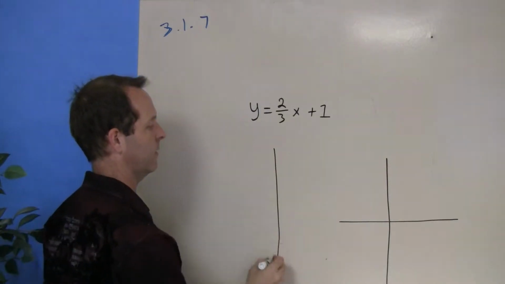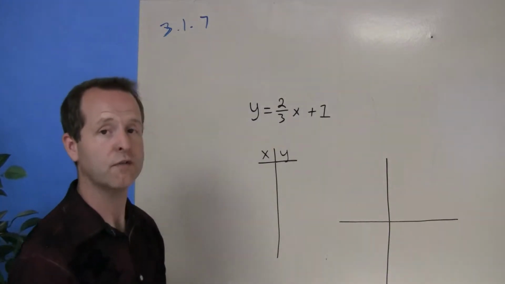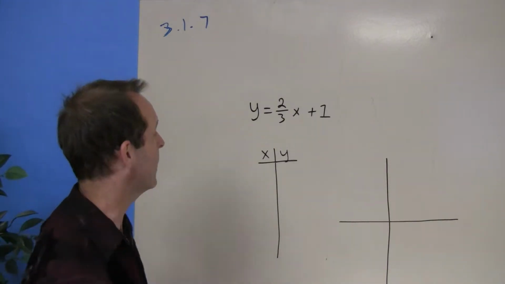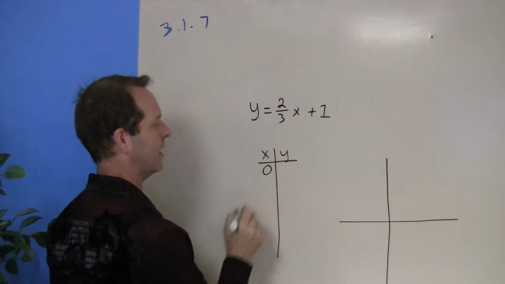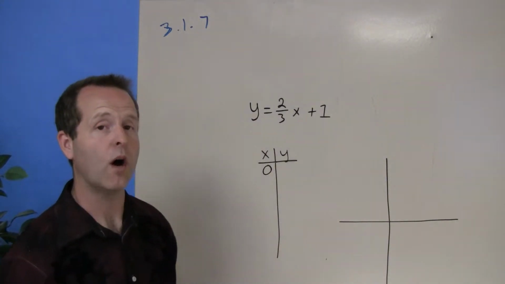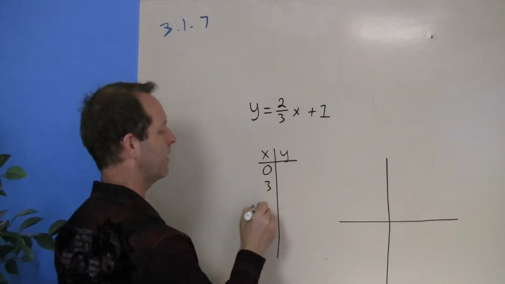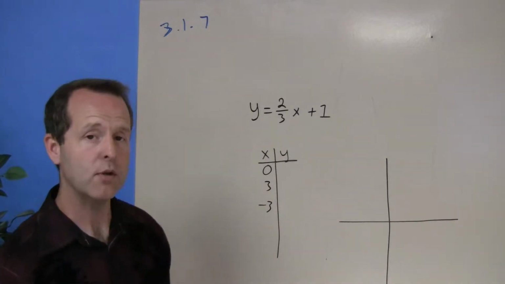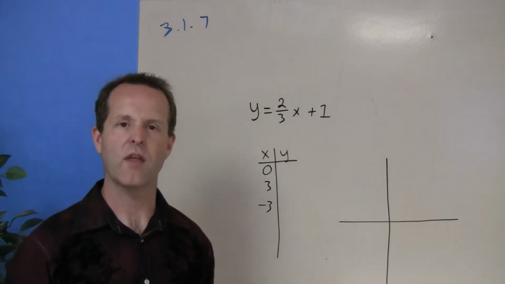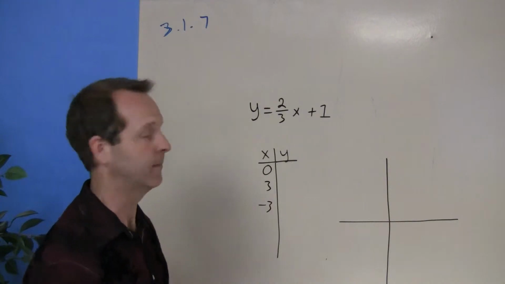And to plot points, we draw this xy table and choose some values for x to determine what the y would be. One value I always like is 0. I can also choose any other number that I want. I'm going to be a little clever this time. I'm going to choose 3 and -3. And maybe you'll see why I chose those numbers rather than 1 and -1, or 10 or -13.